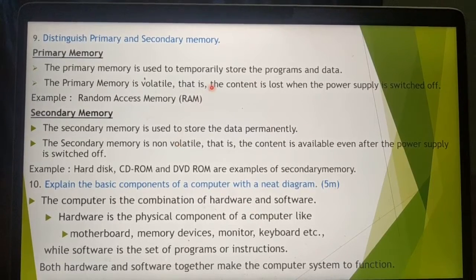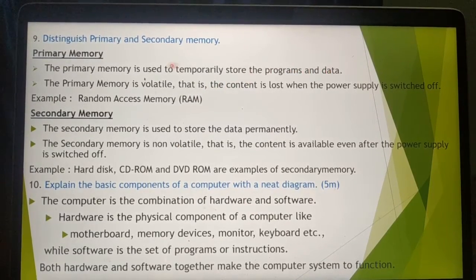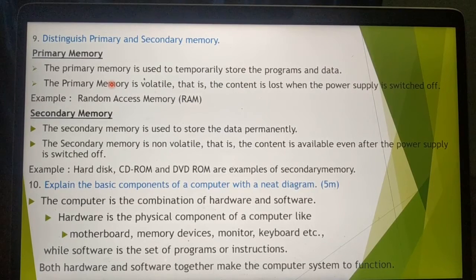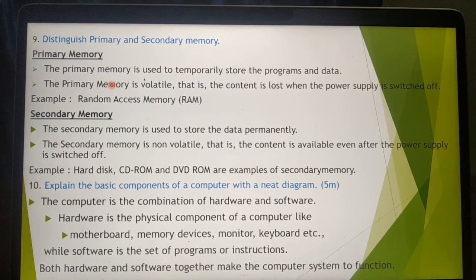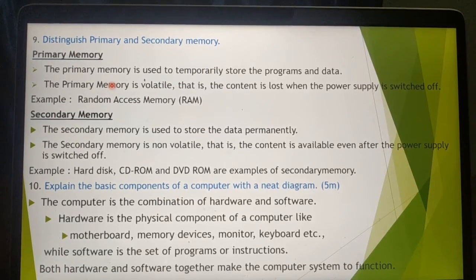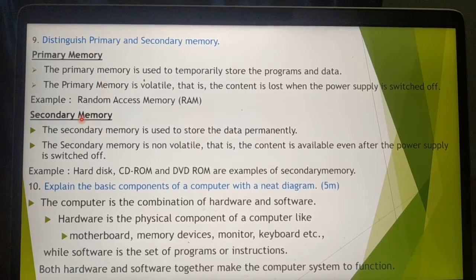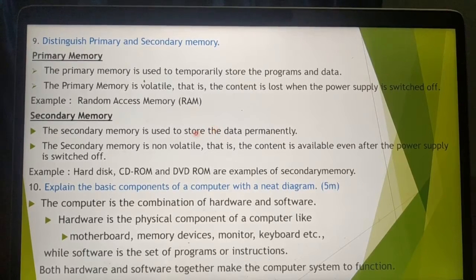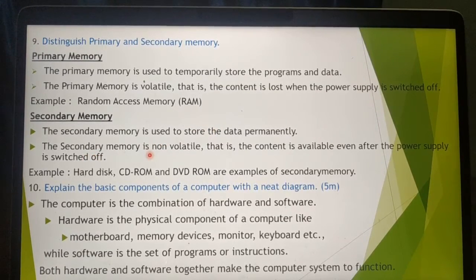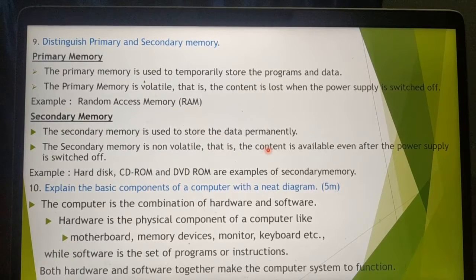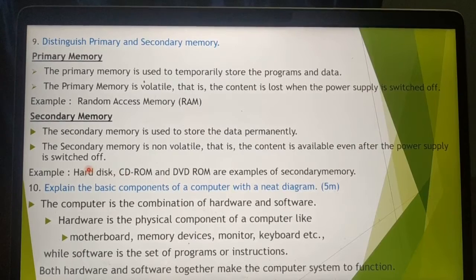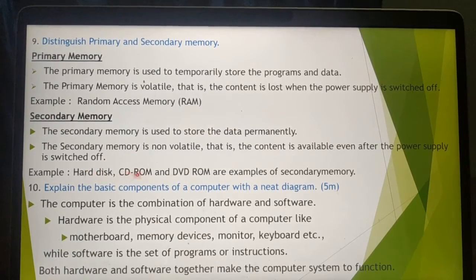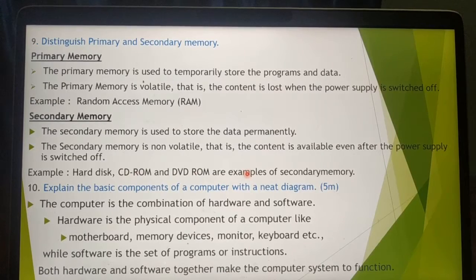Next, distinguish between primary and secondary memory. Primary memory is used to temporarily store the programs and data. The primary memory is a volatile memory, that is, the content is lost when the power supply is switched off. Example, RAM, random access memory is the example for primary memory. Then secondary memory is used to store the data permanently, for long-term purposes. Secondary memory is a non-volatile memory. Non-volatile means the data will be available even after the power supply is switched off. Examples: hard disk, CD-ROM, DVD-ROM are examples for secondary memory.